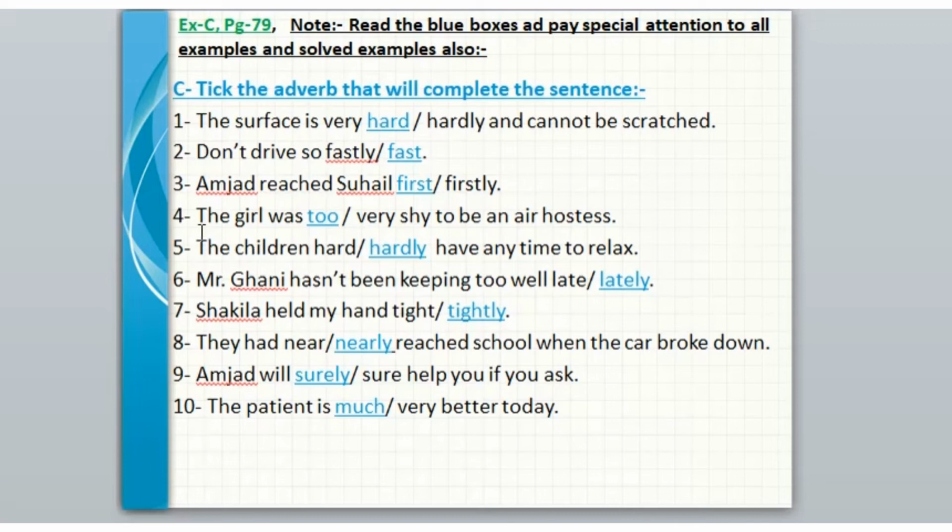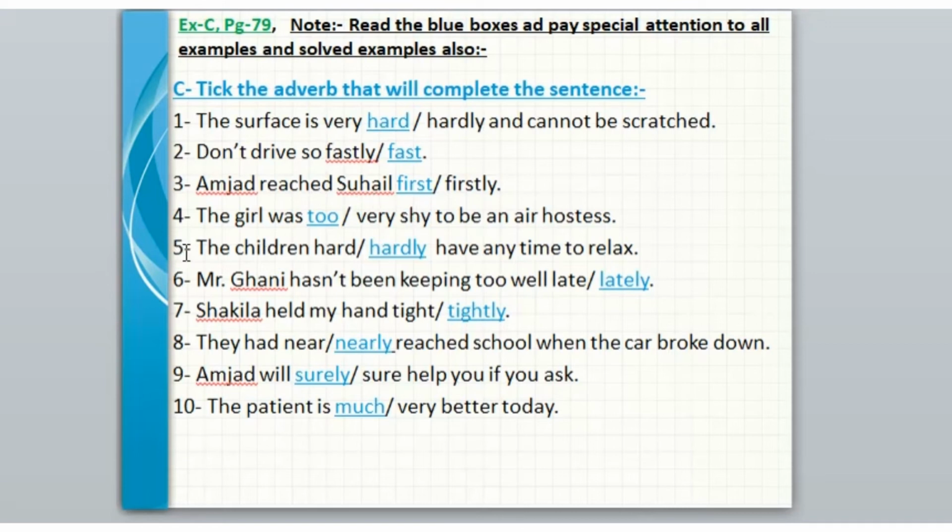Now come to number 4. The girl was too very shy to be an air hostess. So here students, you see too is mentioned, and with the very also, very is the wrong form. Very does not come with shy. So too is the correct form, defining the intensity. So you will put a tick on top of too. Let's read it. The girl was too shy to be an air hostess. Shy means not very confident. She was not very confident or bold. She was blushing or ashamed, like that.